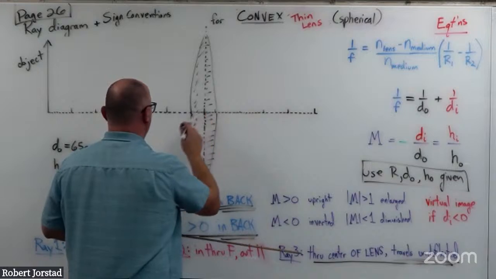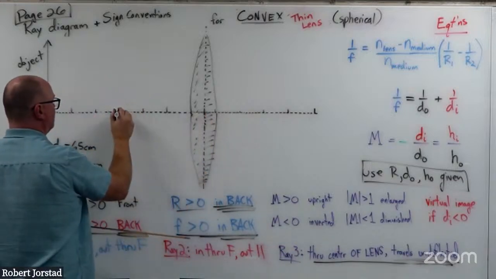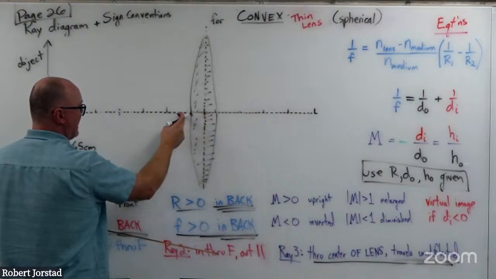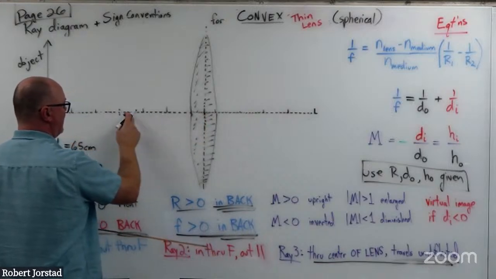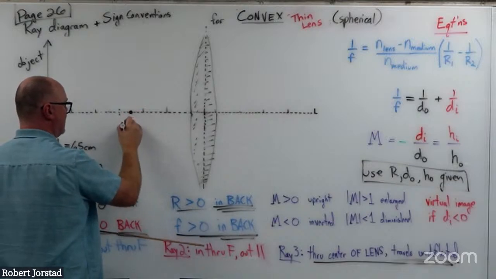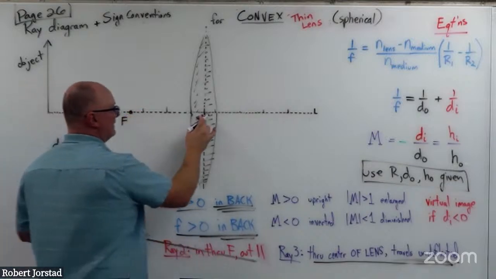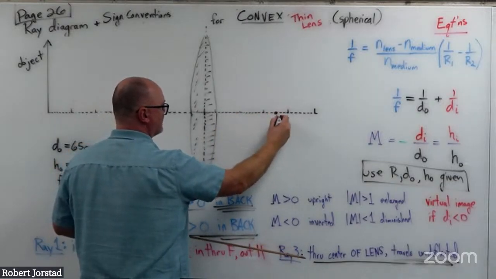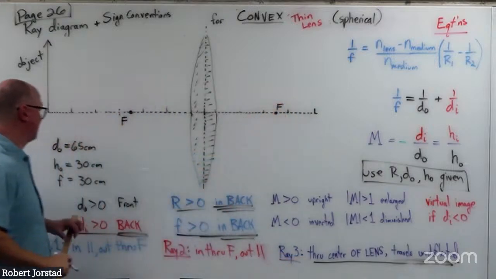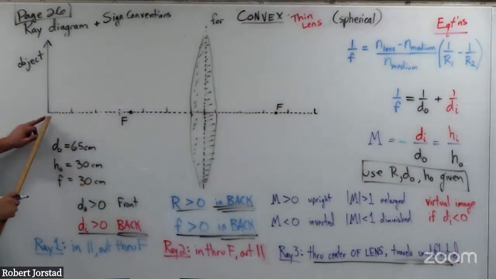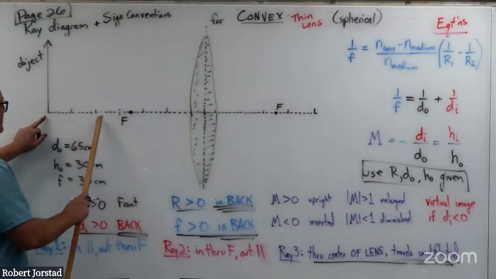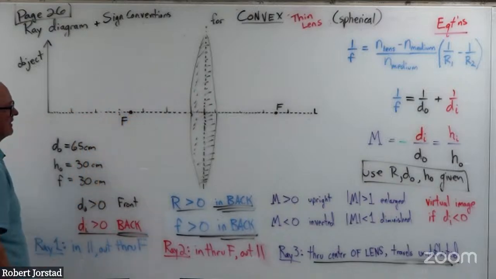Oh shoot, that's wrong. That's at the 5 mark. So this is 10, 20, 30. That's the focal point. Glad I caught that. 10, 20, 30. There's the focal point. I'll explain that in just a second. Notice for this, the focal point is 30, D0 is 65. So it's 65 to here, then subtract off 30 and you get 35. That's why the focal point's right there.